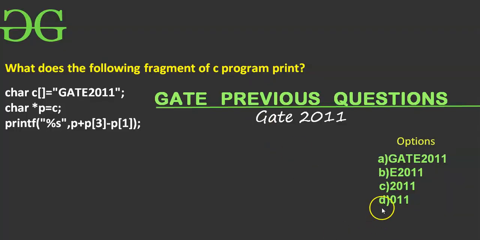So the output of this program is option C, 2011. That is, from the location where the address is pointed, the rest of the array will be printed with the help of this %s format specifier.